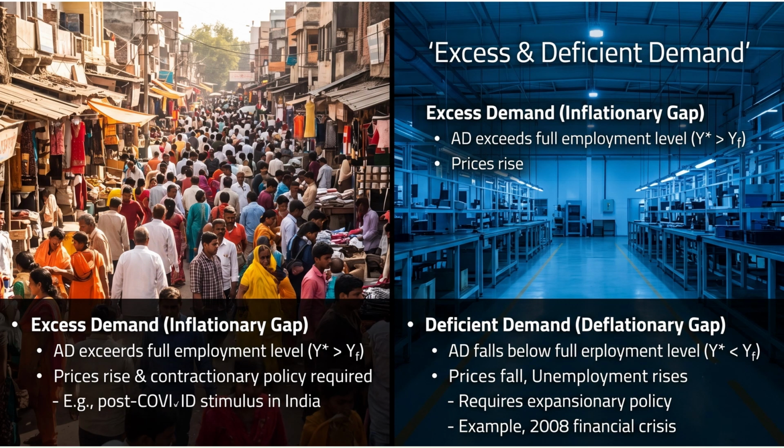To keep the economy healthy, aggregate demand needs to sit in the Goldilocks zone. And here comes the key concept. When it strays, we get two dangerous economic gaps. First, excess demand, the inflationary gap. Look at the left side on your screen. A crowded, bustling market. Here spending exceeds what factories can physically produce at full capacity. Aggregate demand outpacing aggregate supply. Since real output cannot expand further, prices skyrocket, causing inflation.